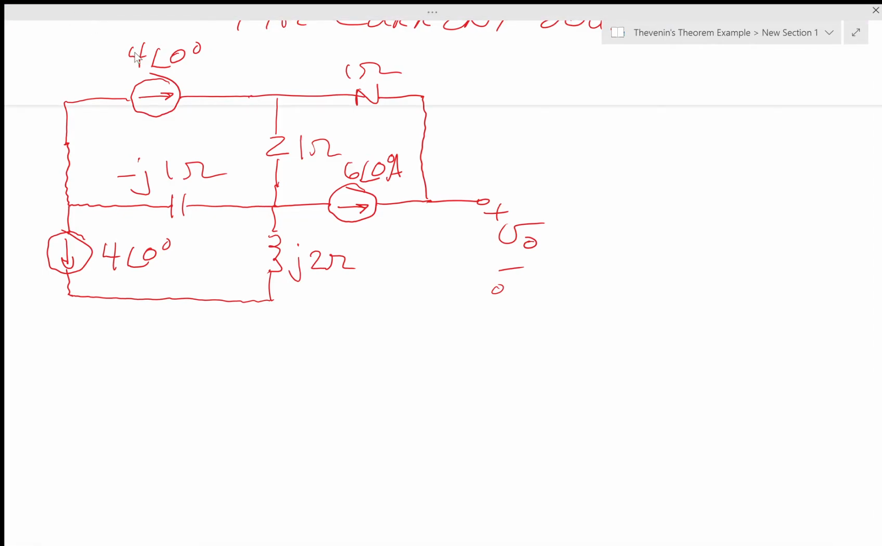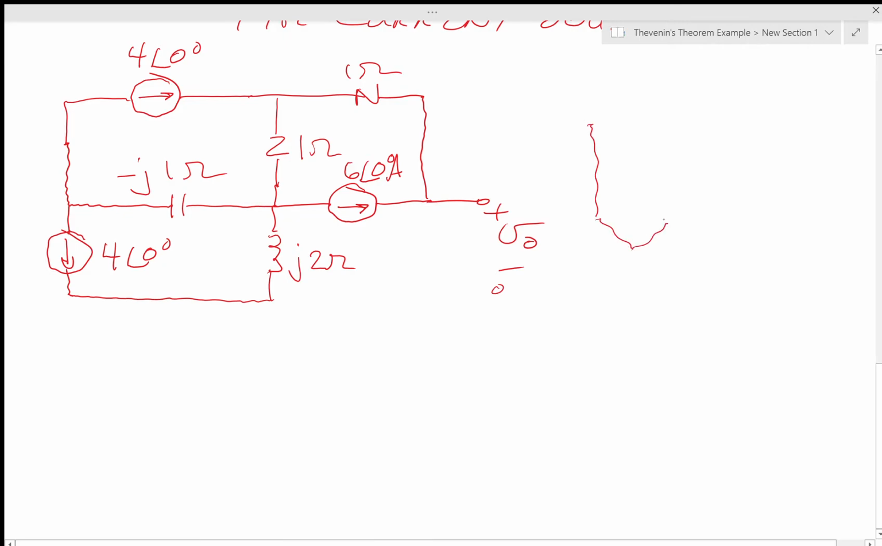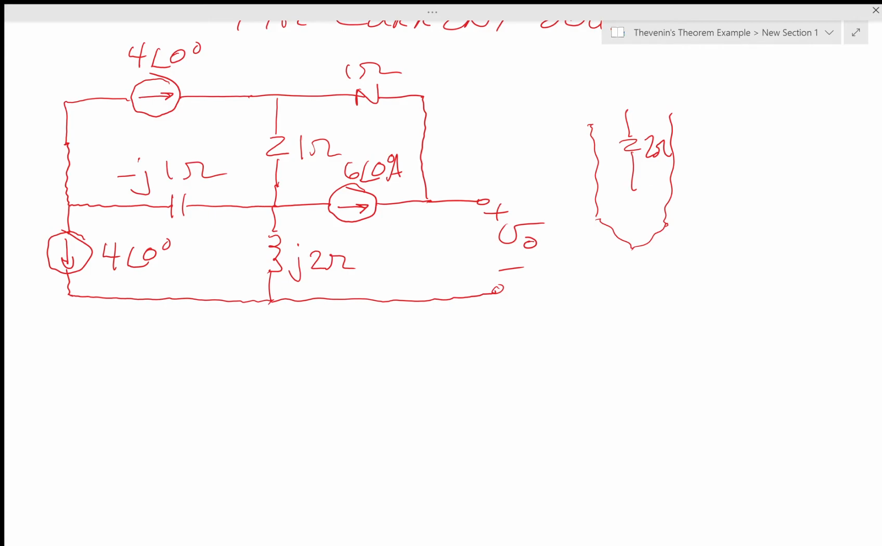So here's my back pocket, and there's my 2 ohm resistor, and there's my circuit. Okay. So I'm ready to solve for this.